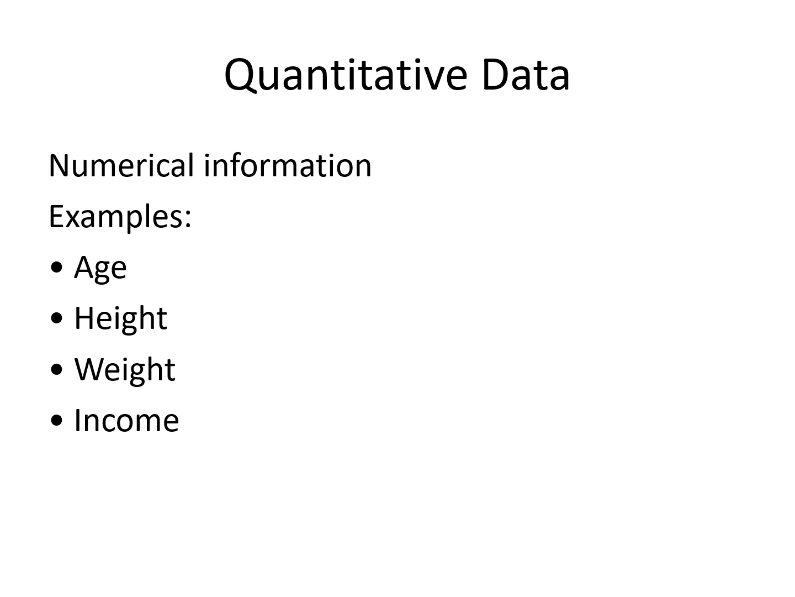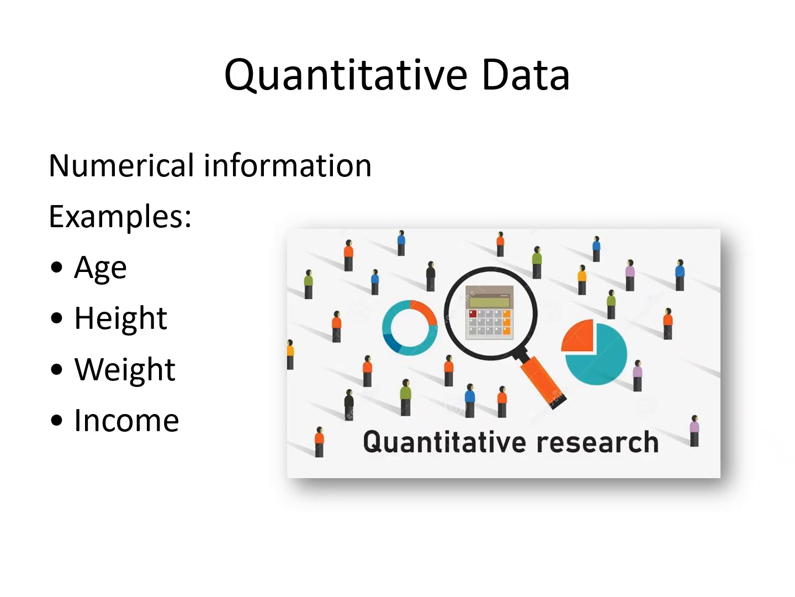Now, let's move on to quantitative data. Quantitative data represent numbers. Examples include age, height, weight, income, and so on. Unlike qualitative data, quantitative variables can be used in mathematical calculations. You can add them, subtract them, average them, and perform statistical analysis. Quantitative data is divided into two types: discrete and continuous.